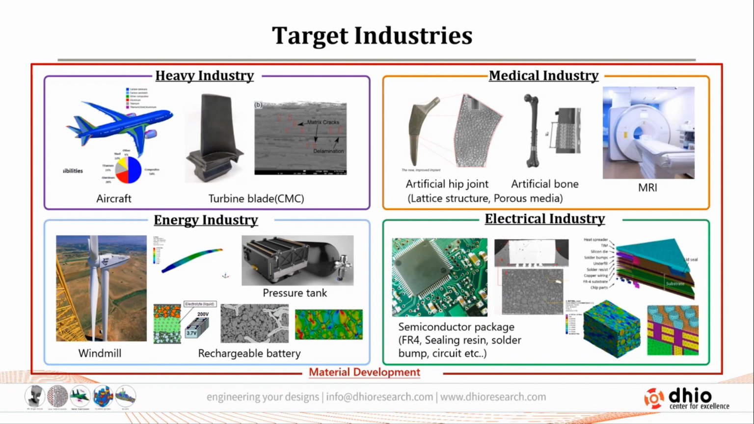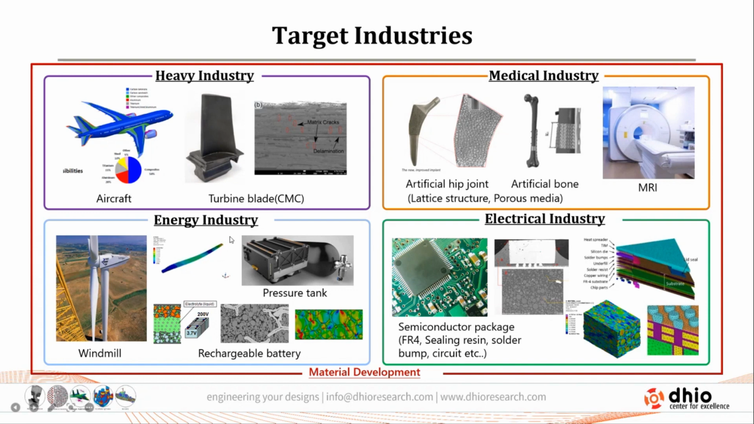It is targeting different industries, like heavy industries such as aerospace, where composites make up almost 50% of the material. Apart from that, composites are used in other fields like medical industries, making artificial hip joints and artificial bones using lattice structures and porous mediums. There are also some components where composites are used in MRI instruments.